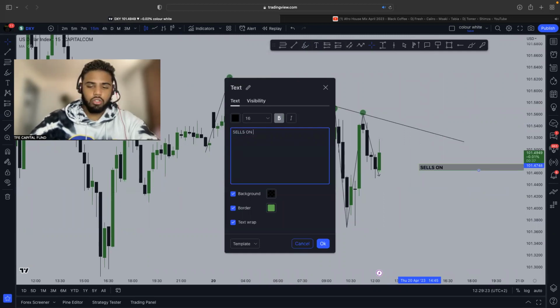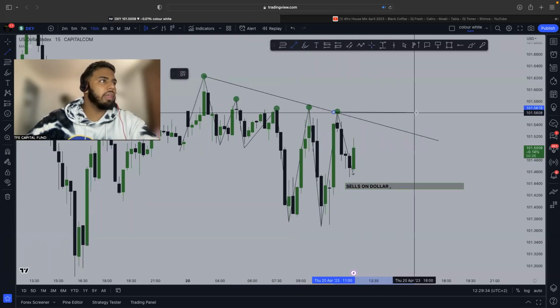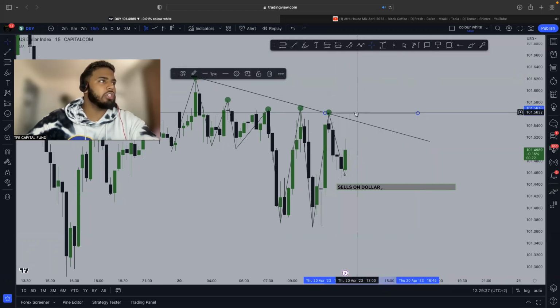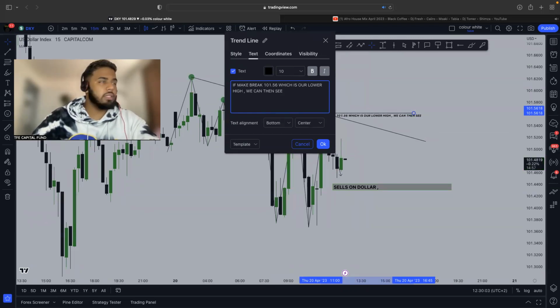Sells on dollar. The only time we're going to look for buys on dollar is if the market does change trends. As you can see, this right on top over here is our structure point to say if the market changes trends. So that is our structure point. If market breaks this, if market breaks price number 101.56, which is our lower high, we can then see dollar buy higher into 101.6.